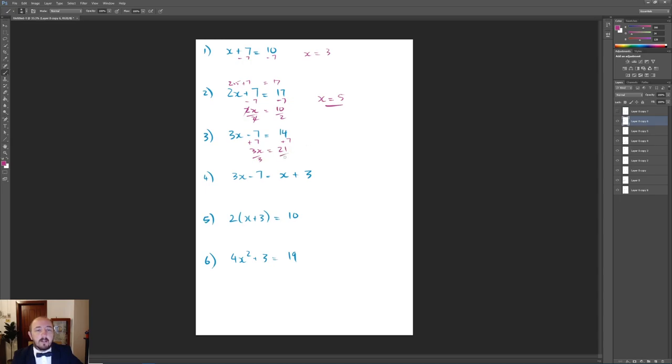Divide both sides by 3, and we get x equals 21 over 3, which is 7. So 3 times 7 here, 3 times 7 is 21, minus 7 is 14.